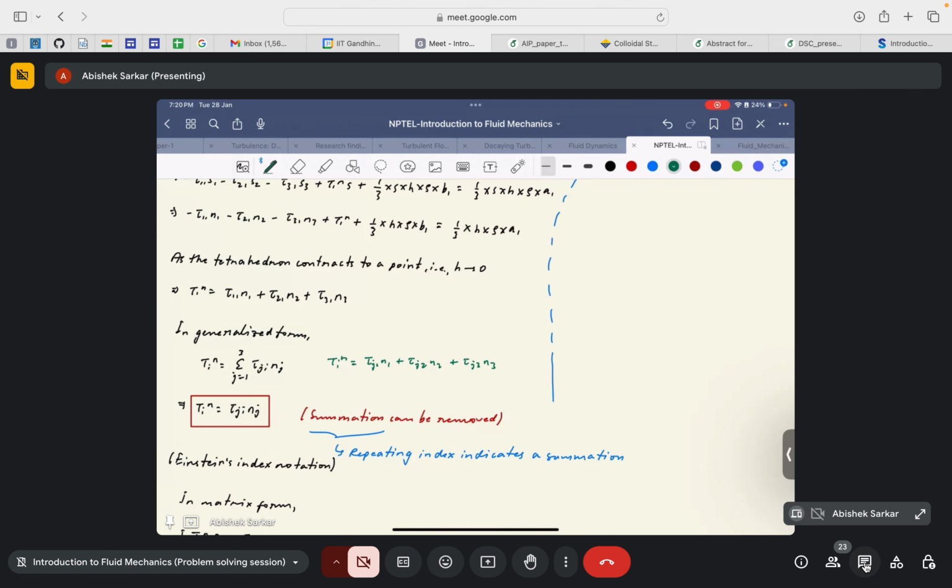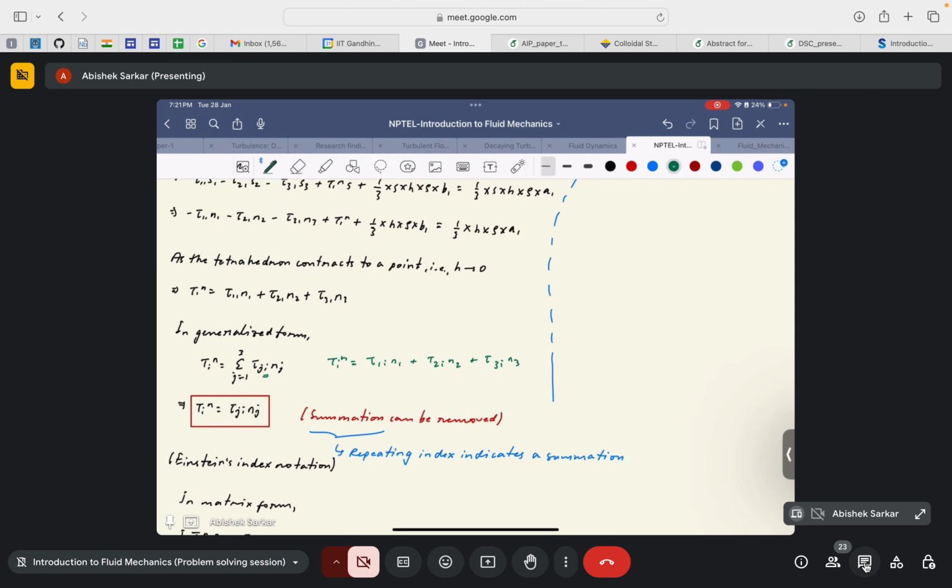So here you can see that this j, oh I'm sorry, I made a mistake here. j is the repeating index here, summation is over j, so it would be tau 1i n1 plus tau 2i n2 plus tau 3i n3. Okay, so you can see that i is the free index here because it only comes up in this expression one time. j comes up twice in this expression, so it is the repeating index.